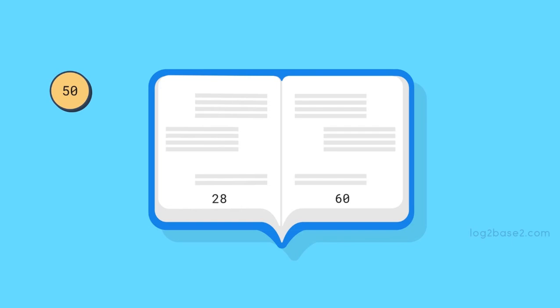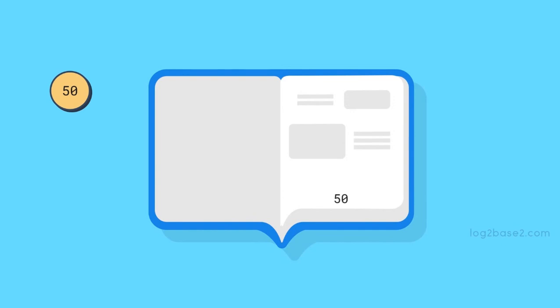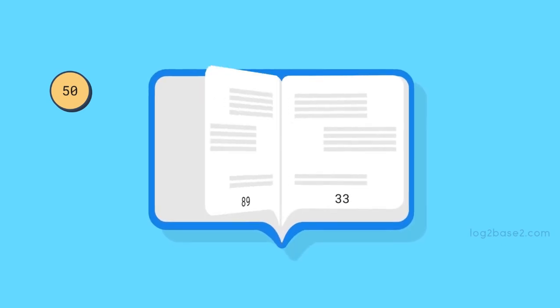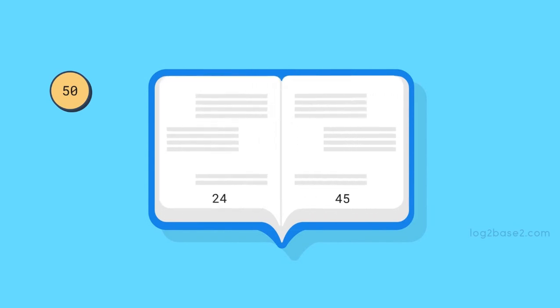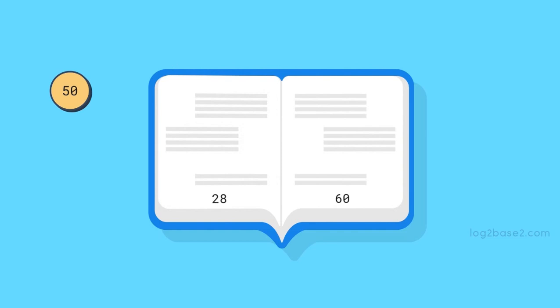What will you do? Since the page numbers are unordered, we don't have any choice other than searching it page by page. For example, take the first page. If it is page number 50, we are done. But if it is not, then we have to go to the next page and do the same process until we find the page number 50. And if we run out of pages, we can conclude that the page number 50 is not in the book.